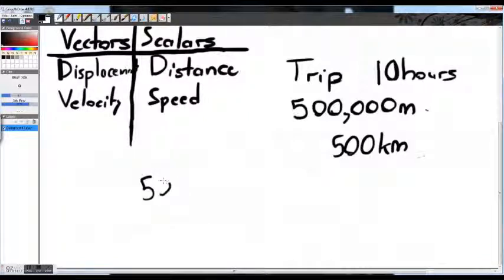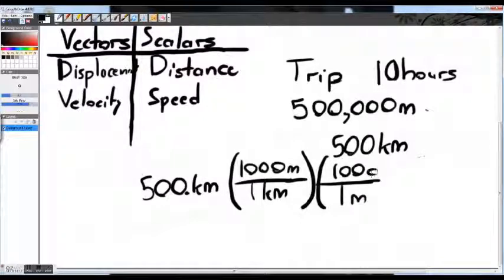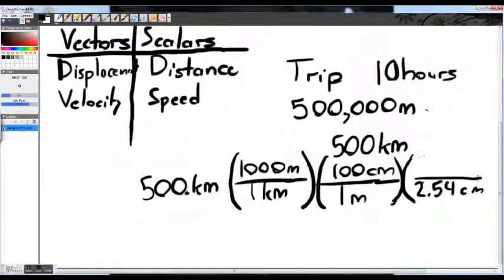Well, let's go ahead and convert that to miles, see how long it is, see if that trip makes some sense, and also get some practice with unit conversion. Well, 1 kilometer is 1,000 meters. We can go from meters to centimeters, right? 1 meter is 100 centimeters. And then we can go from centimeters to inches, then from inches to feet, and feet to miles. 2.54 centimeters, 1 inch.